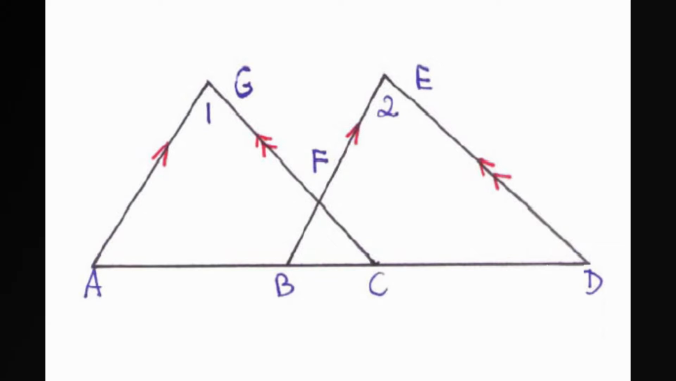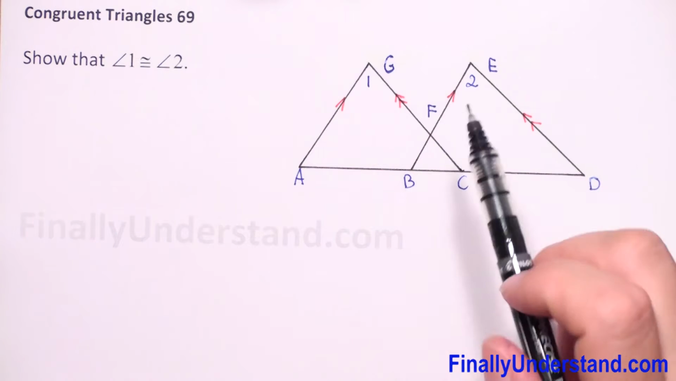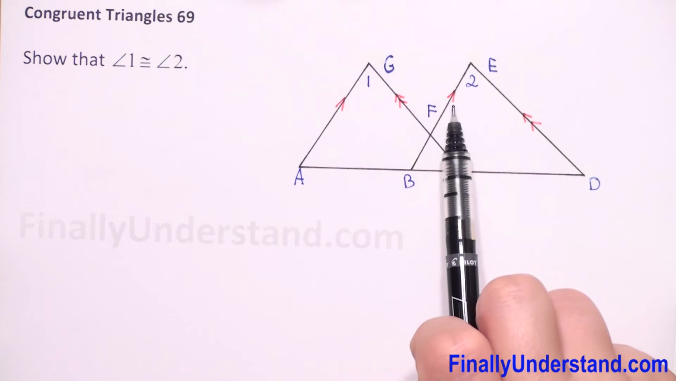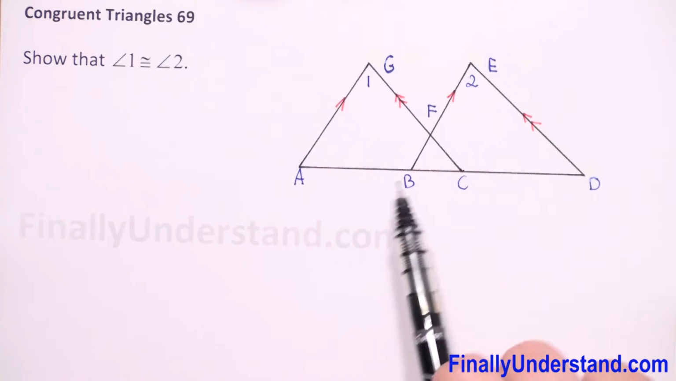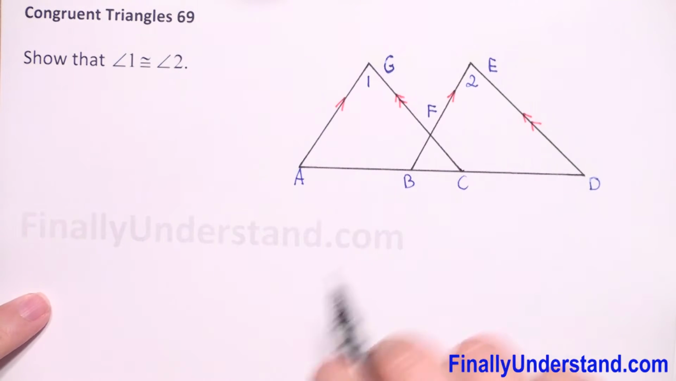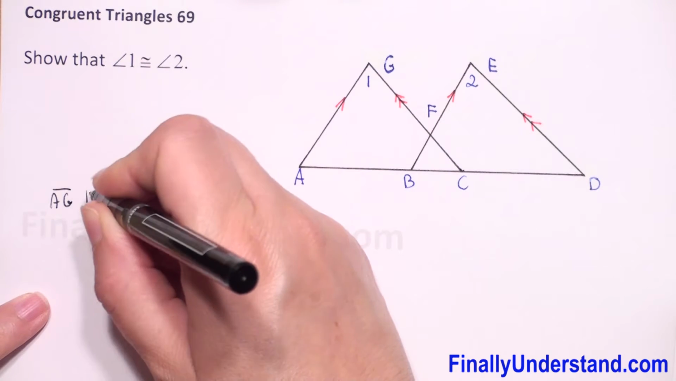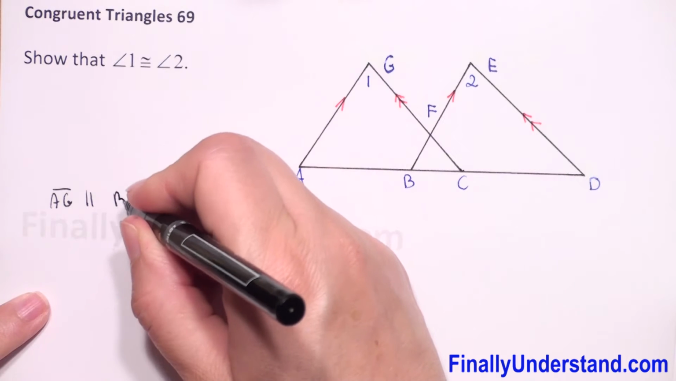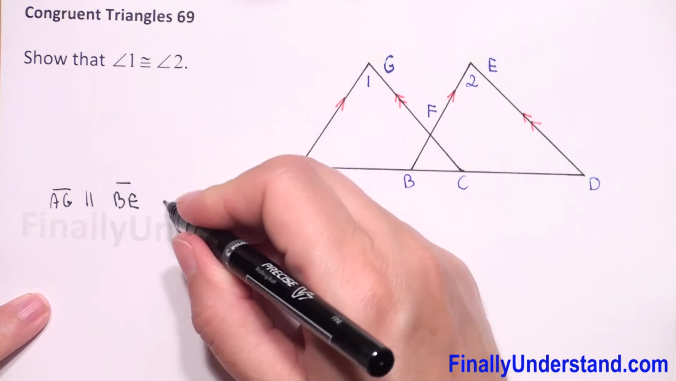We have to show that angle 1 is congruent to angle 2. On this diagram, we have these red arrows. It means that these two segments are parallel. Let me write this, that AG is parallel to BE. And we have this given.